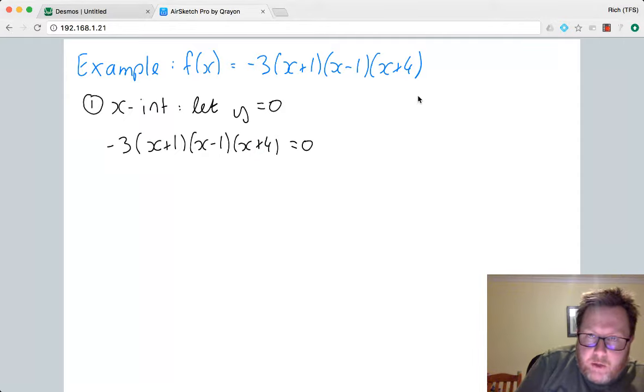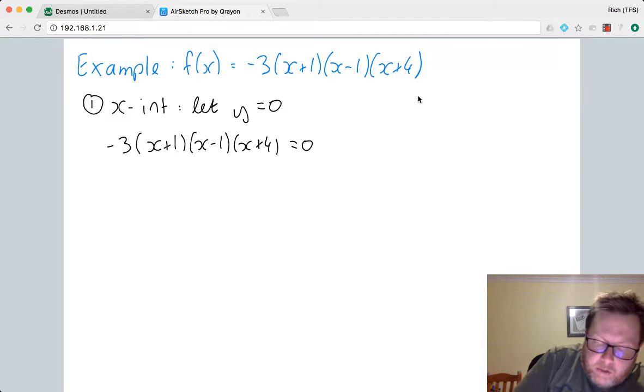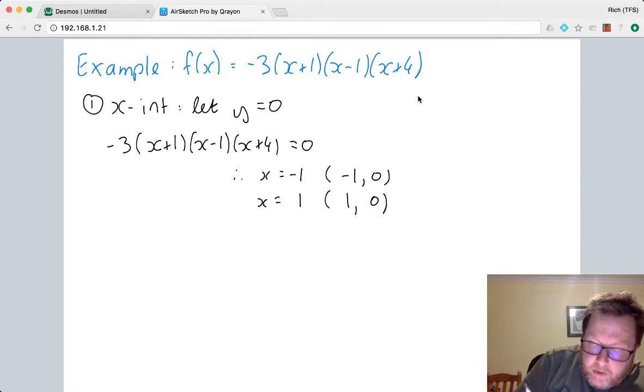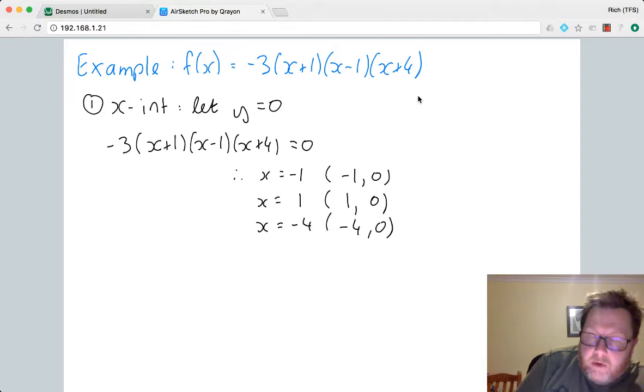I hope it's okay that I don't write all that out. You should be familiar with this kind of concept already. So I'll just go straight to the solutions. So x = -1, so (-1, 0) would be the coordinate. x = +1, so (1, 0) is a coordinate, or x is equal to -4, so (-4, 0) is a coordinate. So that's that part of it done.